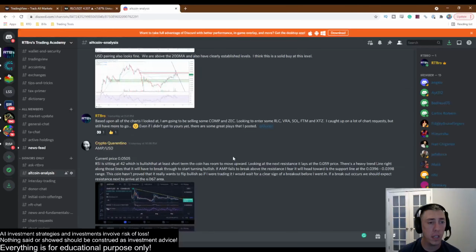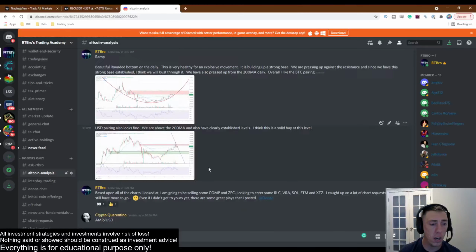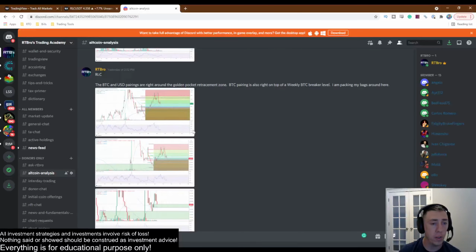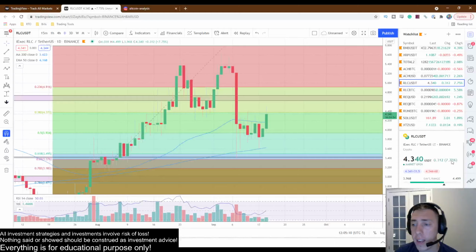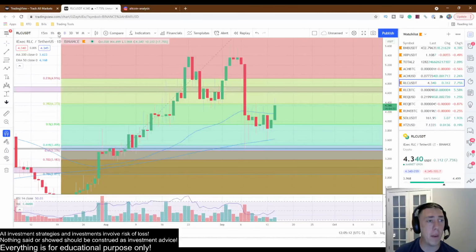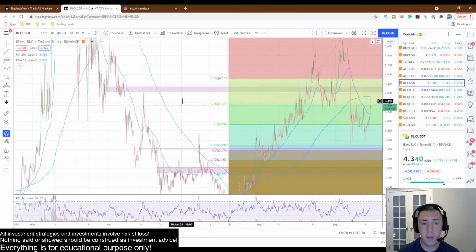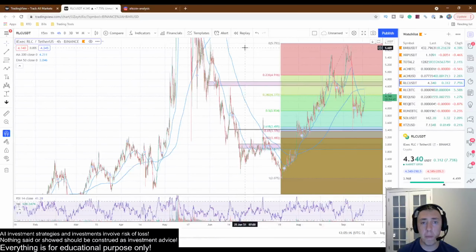One of the things I posted yesterday is I said that RLC was one of the ones that I was getting into. Why? Because we had these Fibonacci retracements, right? And RLC is already up 7% today. Do you think it might have to do with the Fibonacci retracements? I don't know, but maybe, right?